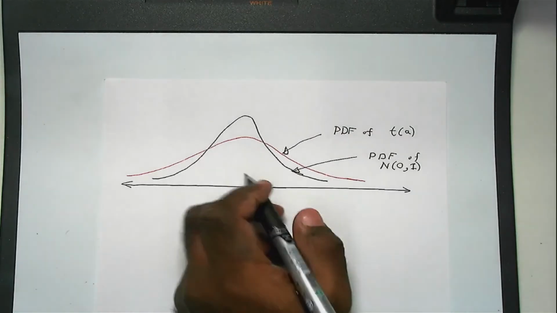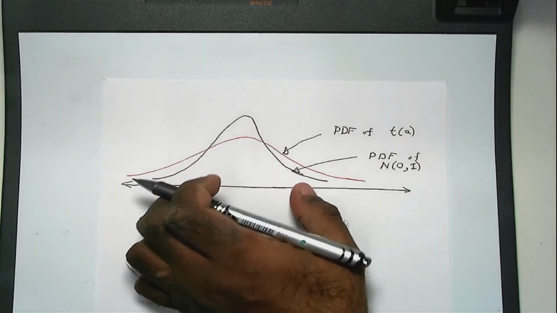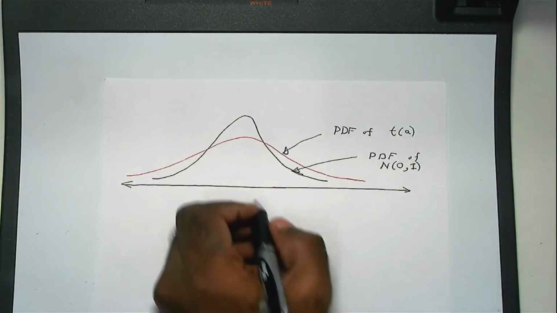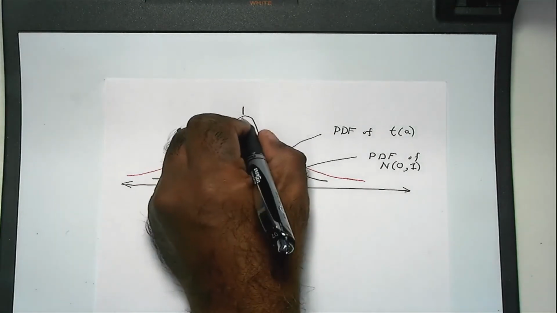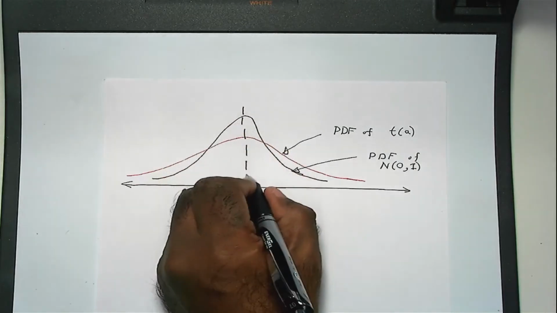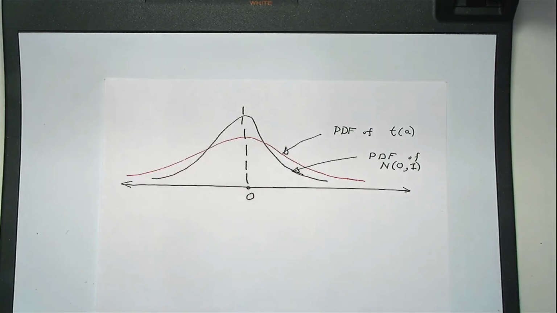They look very similar in the middle. When I say middle, I mean this part. They are both symmetric and both of them are centered around 0. Although it doesn't look like it, that's because of my inability to draw good pictures.